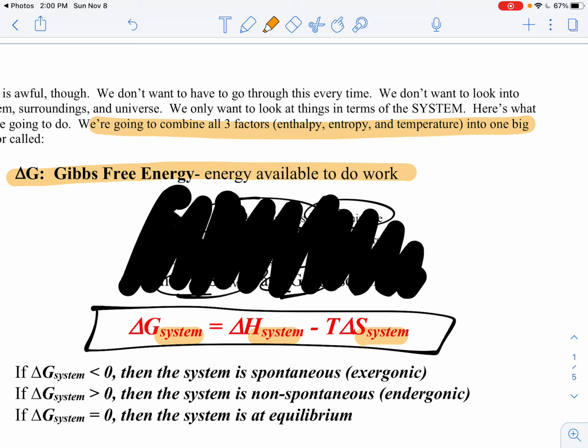For my products, I have 8 carbon dioxides. So my delta G is going to be equal to 8 times negative 394, and then it's 9 waters, so that's going to be plus 9 times negative 229. So all of that is my products: 8 negative 394s and 9 negative 229s.